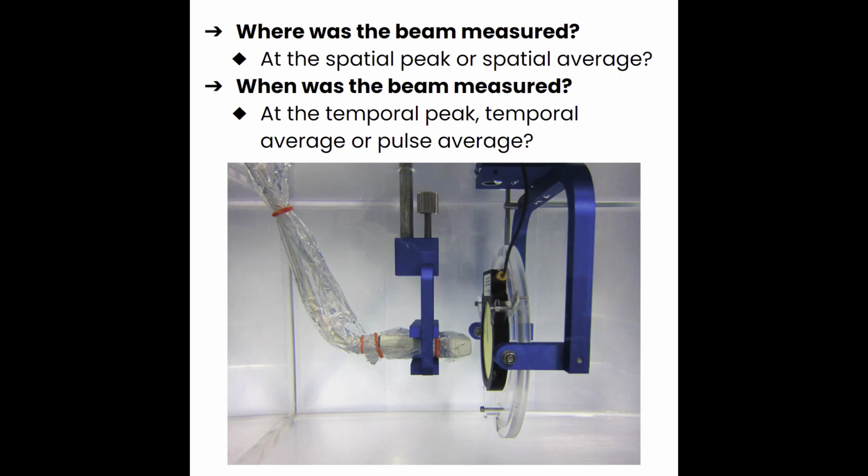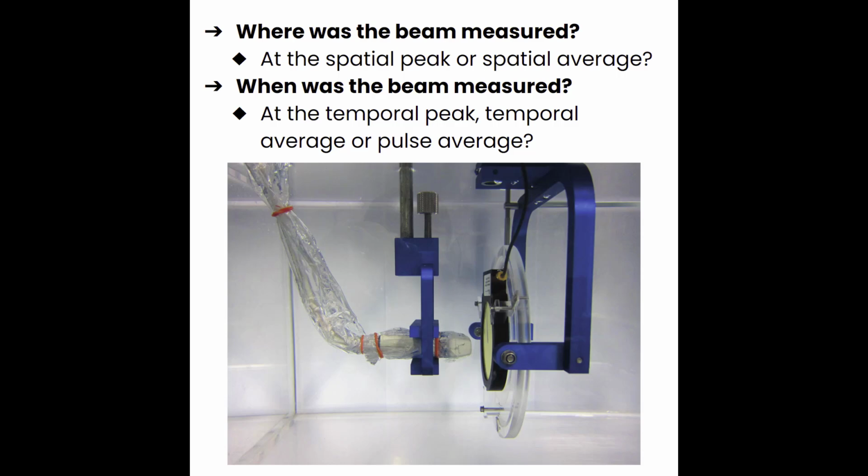When we are calculating those parameters, though, we need to consider a couple things. Where was the beam measured, and when was the beam measured? Was it measured during a spatial peak or the spatial average? And was it taking information when the wave was at its temporal peak, during its temporal average, or at its pulse average? And because we can measure intensity at any 2 of the spatial considerations and any 3 of the temporal considerations, we can actually combine them together to get a better picture of what is happening. On the next slide, we're going to see a little video that puts all the combinations together.